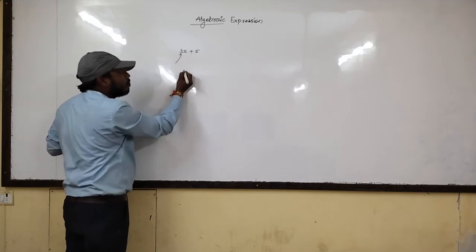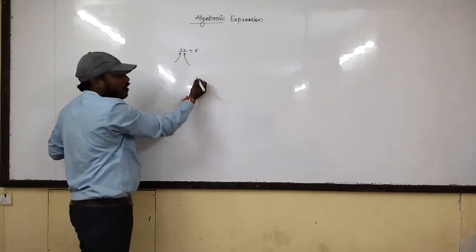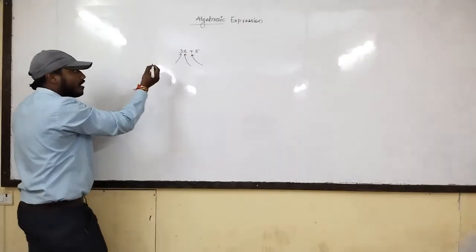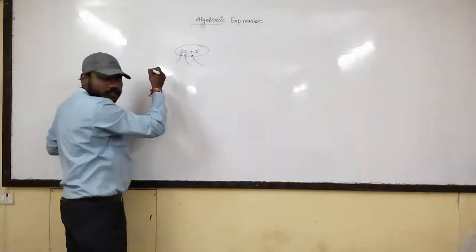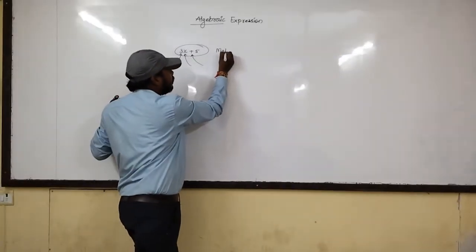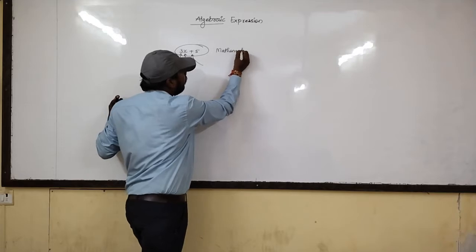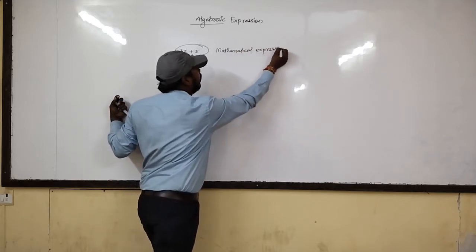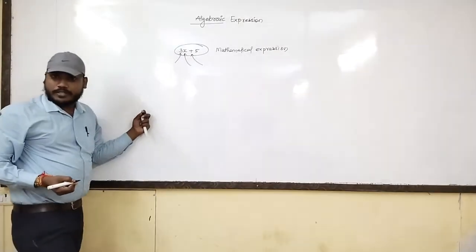Here we have 3, with that we have a variable, and then again we have a number and a sign, right? When we get a combination of this kind, it is known as a mathematical expression. This is known as a mathematical expression.